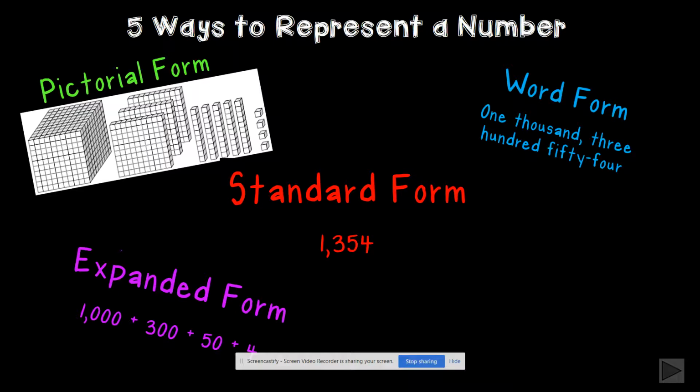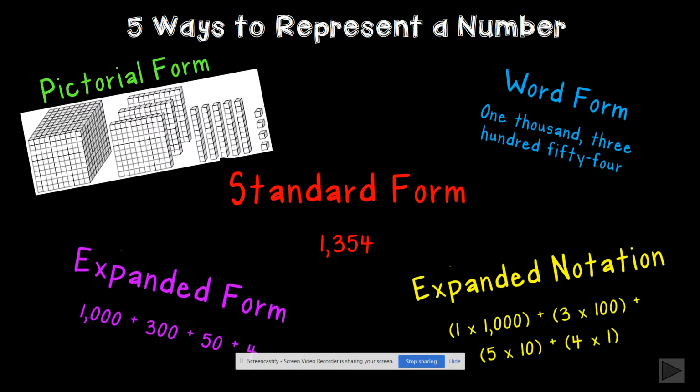And the new form that we learn in 3rd grade is expanded notation. The hardest part about expanded notation is knowing the difference between notation and form because they both say expanded. Both of these are taking the numbers and drawing them out. But this one uses notation marks in order to do so. It has these parentheses here, and we use these parentheses to show the groups of the value of each of the places. So for instance, we have 1 group of 1,000, 3 groups of 100, 5 groups of 10, and 4 groups of 1.